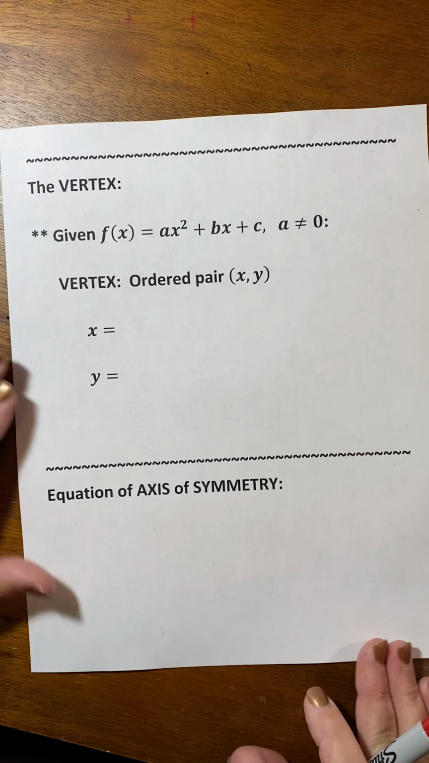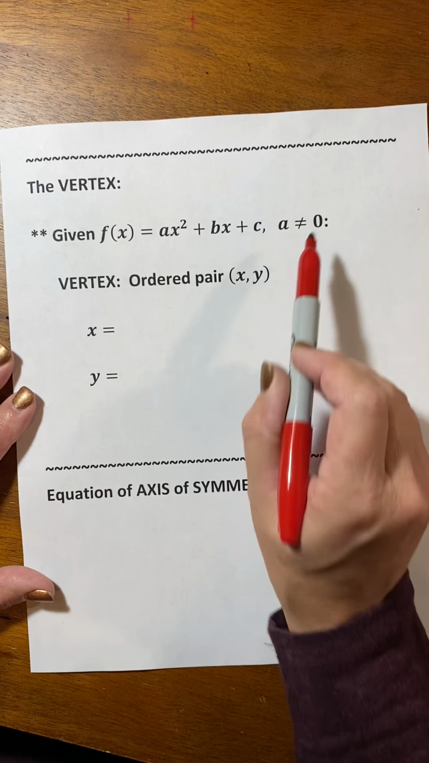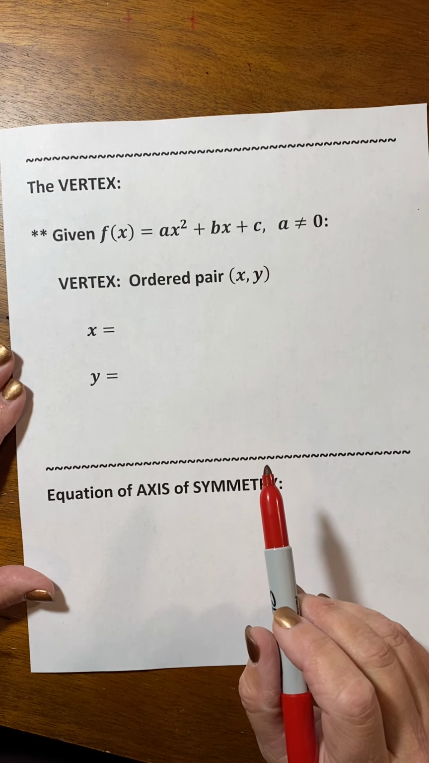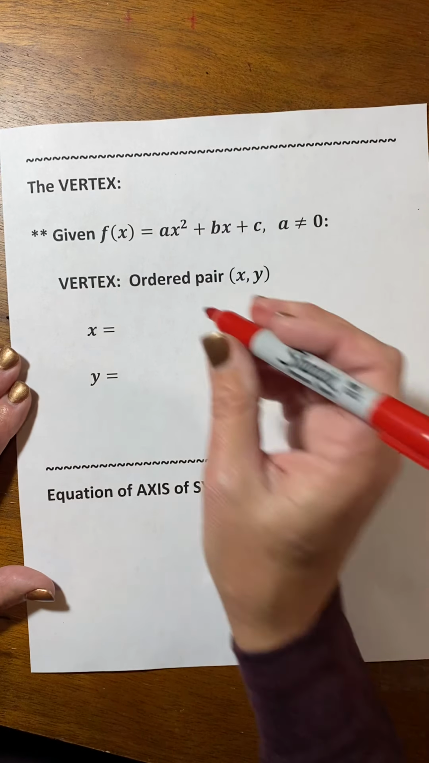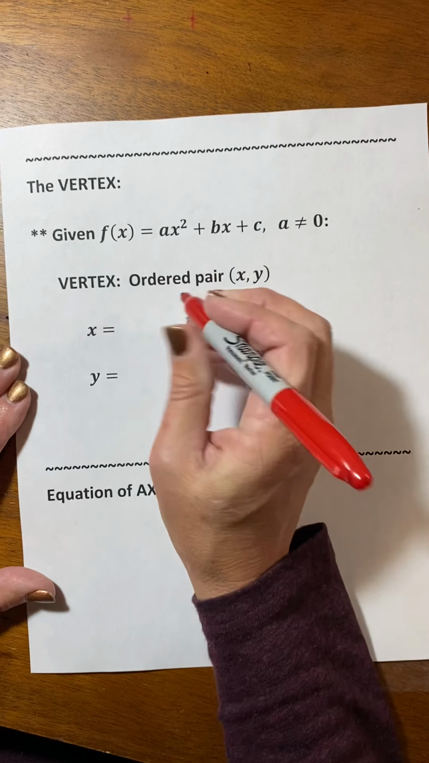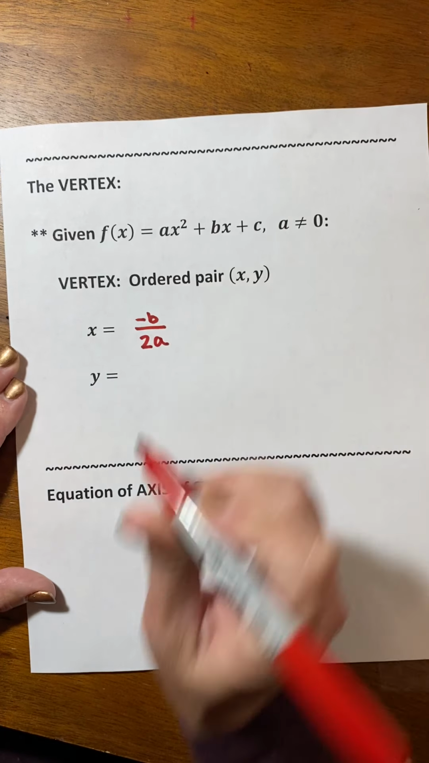Well, the vertex of a quadratic equation, given ax squared plus bx plus c, the vertex is an ordered pair, because it's an x value and a y value, and the x value is found by taking the opposite of b and dividing it by 2a.